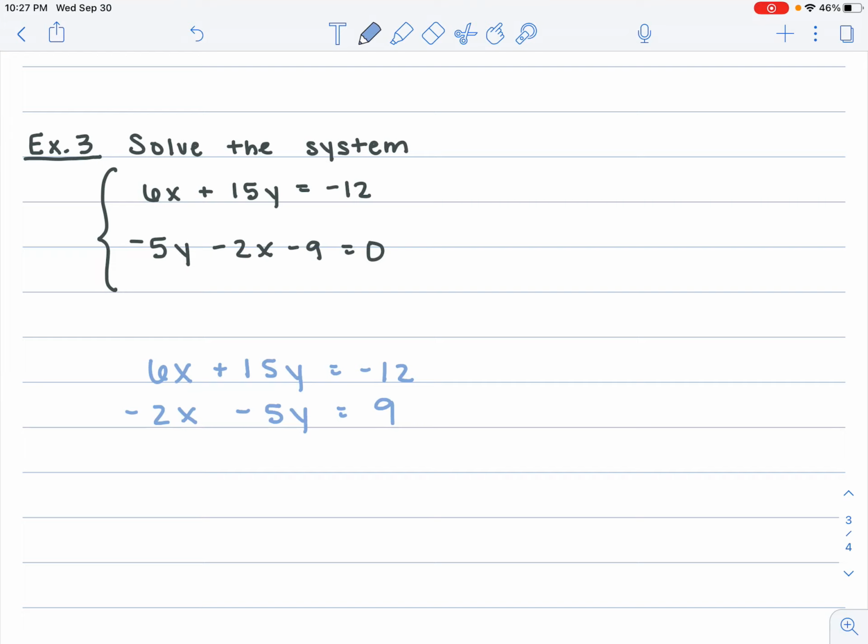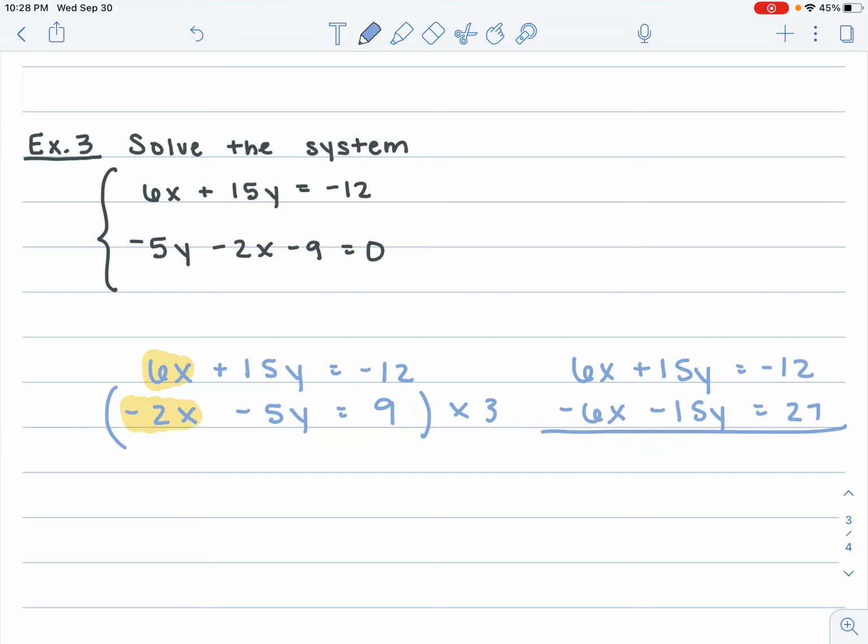And it's kind of easy. I can do either x or y. It doesn't matter in this instance. If I was going to get the x's to match up, I want it to be 6x, and I want this to ideally be -6x. All I would have to do is multiply that whole thing right there by 3. So the top would remain the same, and the bottom would become -6x minus 15y equals 27.